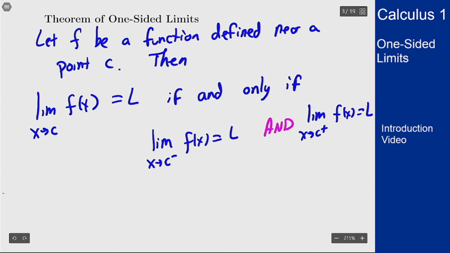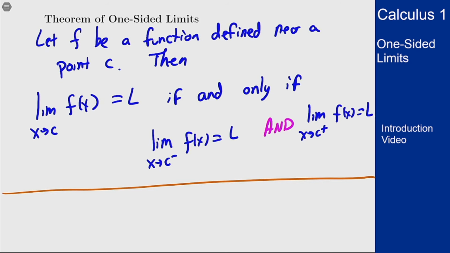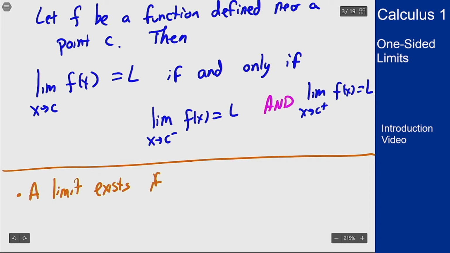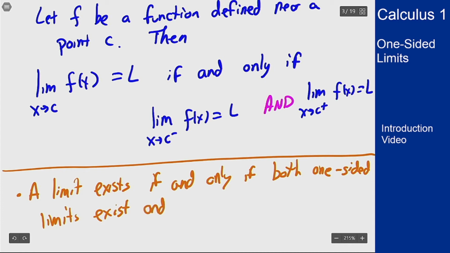There are a couple ways to think about this theorem and what it actually means, because that "if and only if" is really math terminology. Well, let's go into what this is actually talking about. So this theorem says that a full limit exists if and only if both of the one-sided limits exist and are equal. So if these two numbers do not match, this limit does not exist.